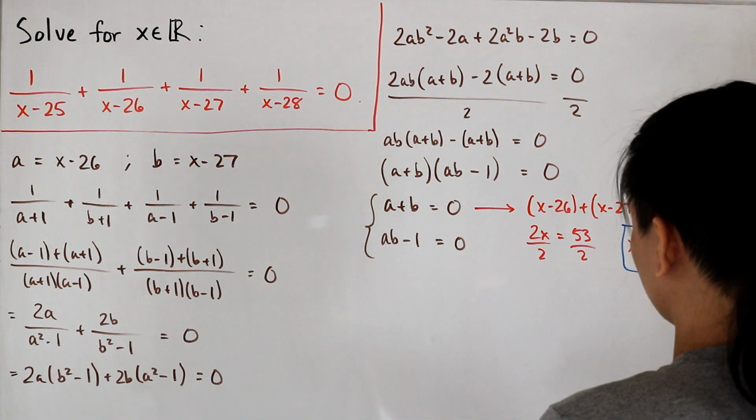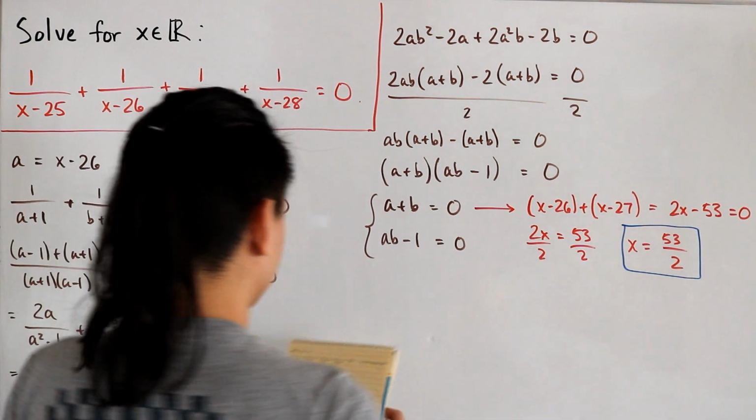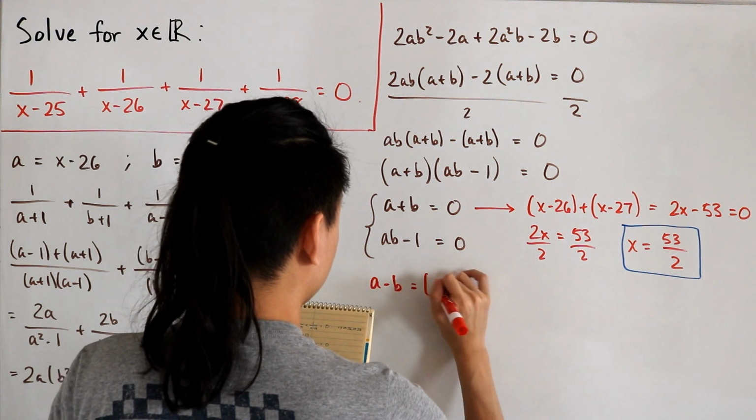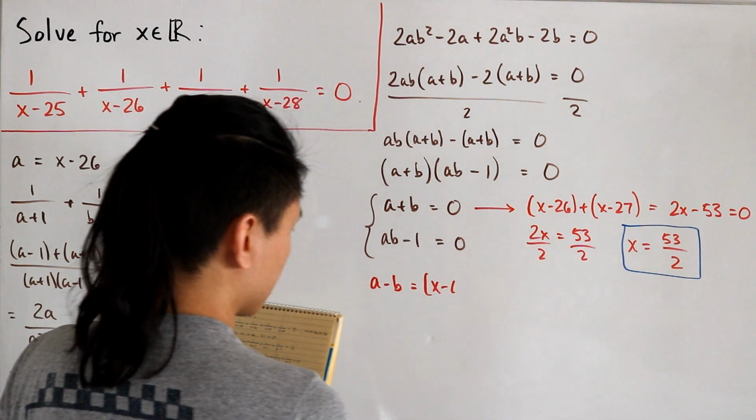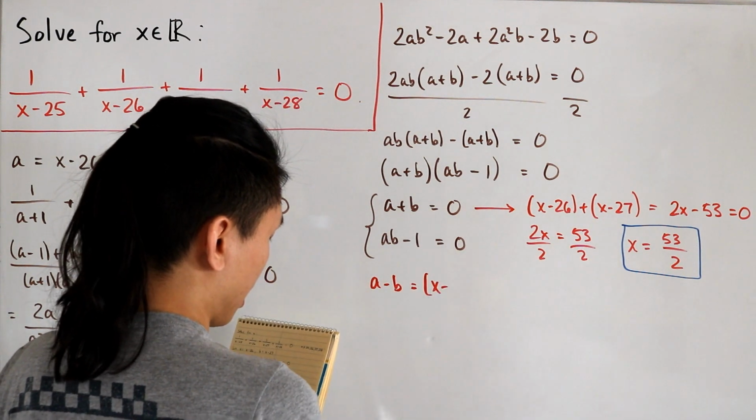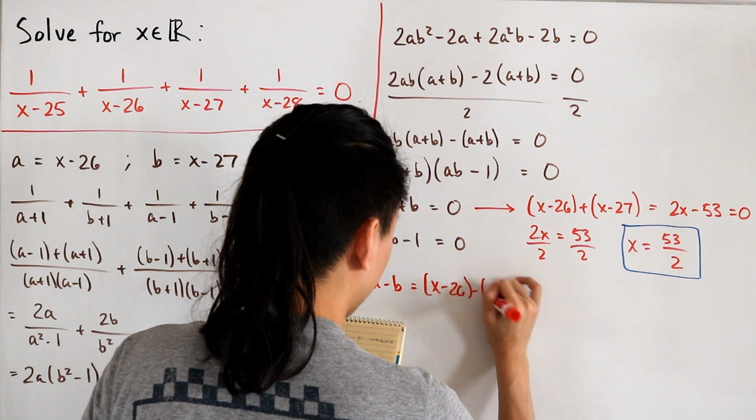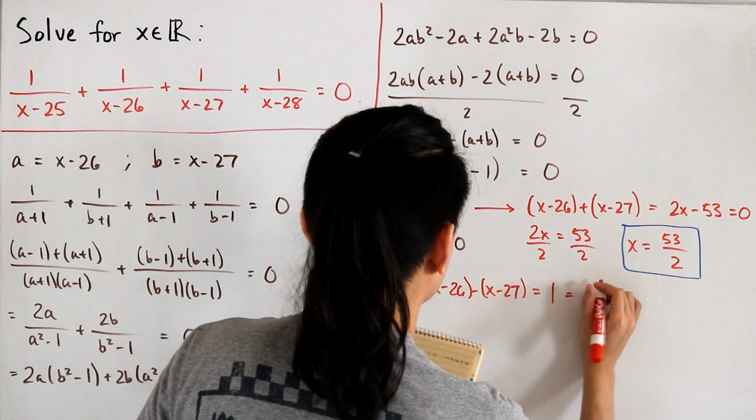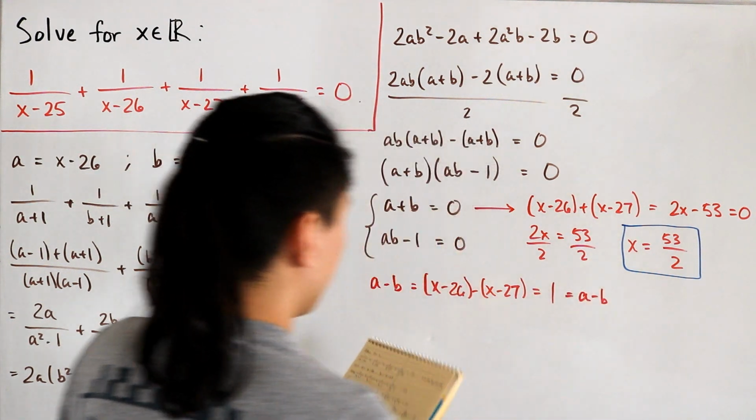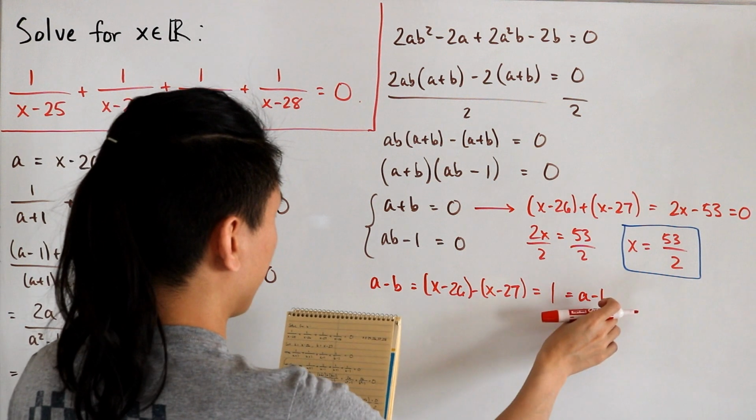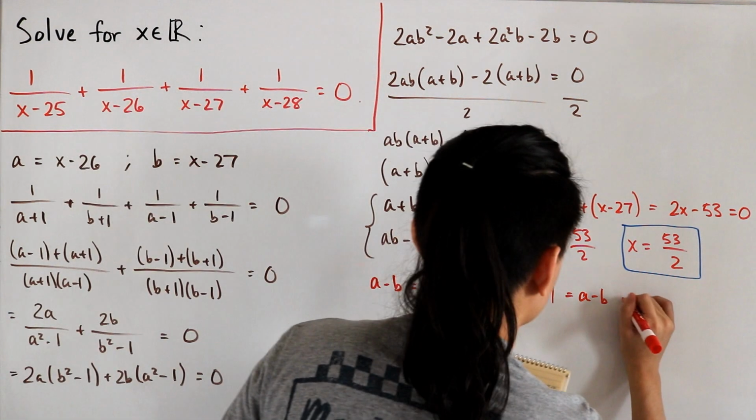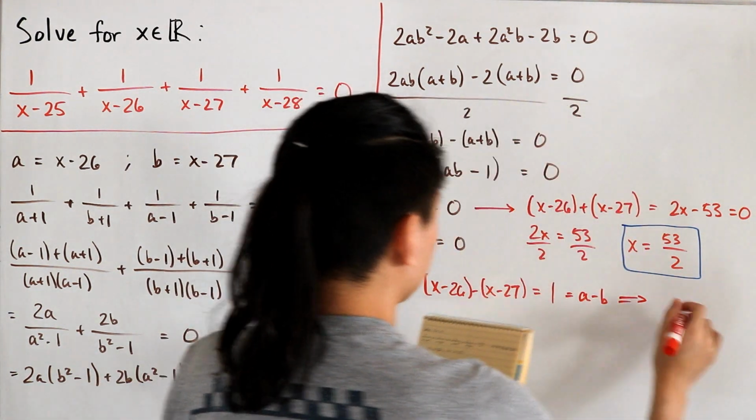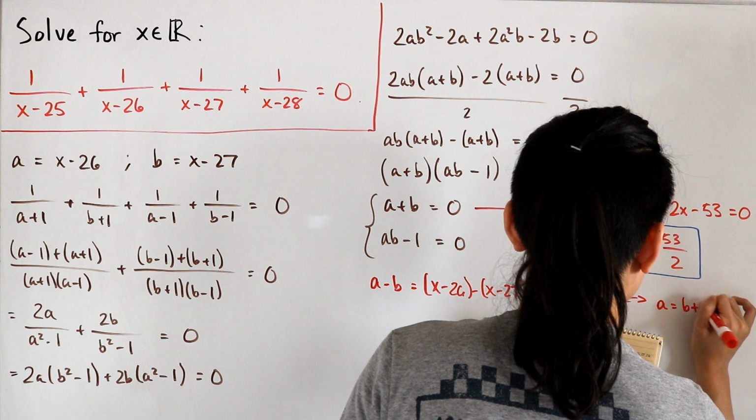So now let's move on to the second one. Over here, pay attention that a minus b, if we substitute this, x minus 26 and then subtract x minus 27, then we see that the x just cancels. So minus 26 plus 27 is equal to 1. So we say that 1 is equal to a minus b. We can do a little bit of substitution. We can solve for one of the variables. Let's say we solve for just a on its own. That means I just add b to both sides. So a is equal to b plus 1.